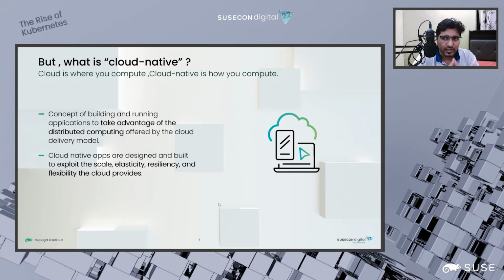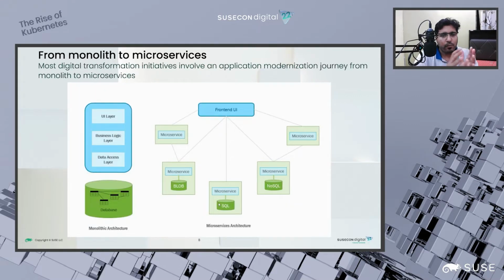So all of the advantages that cloud is offering us today, cloud native applications are best poised to grab those advantages. These applications are normally built with a focus to exploit the scale, the elasticity, the resiliency or fault tolerance, and the flexibility that a cloud computing model provides. And when we talk about cloud native, you might have heard about Docker containers or about Kubernetes. So, from monolith to microservice in itself is a journey, right?